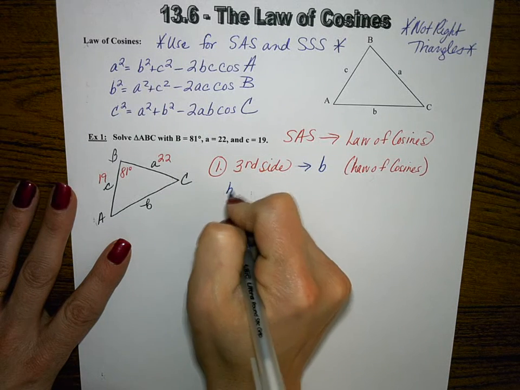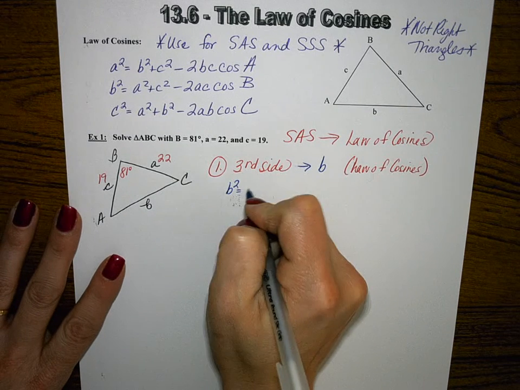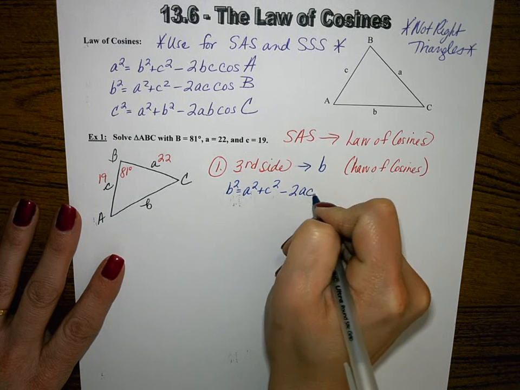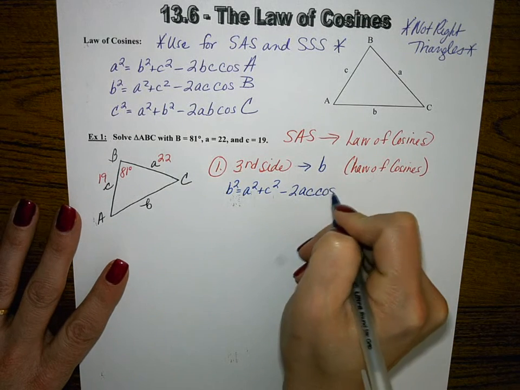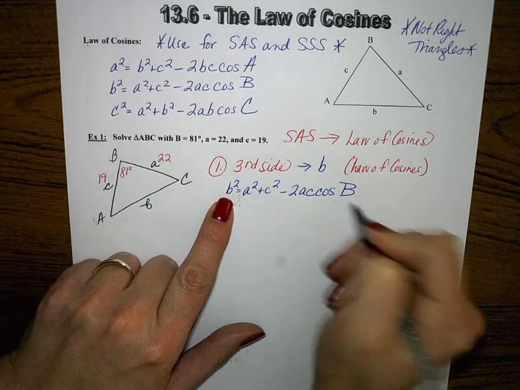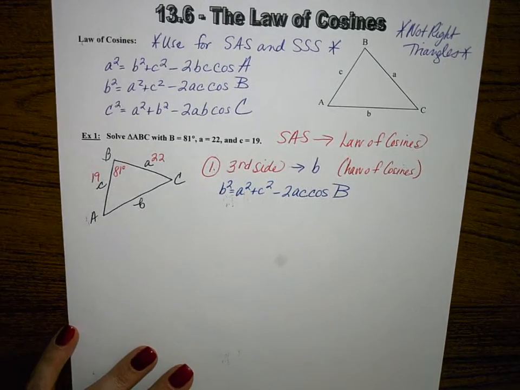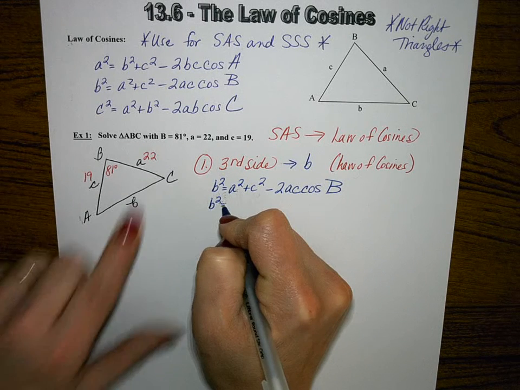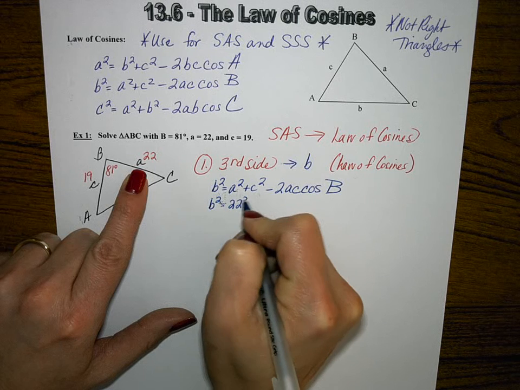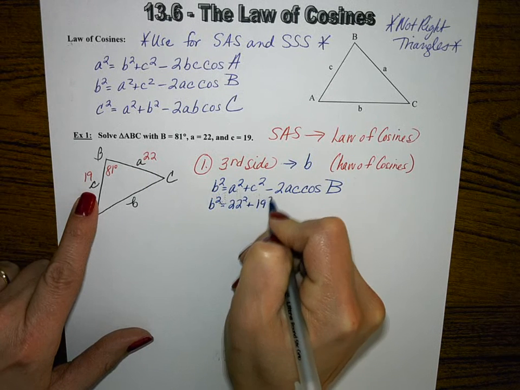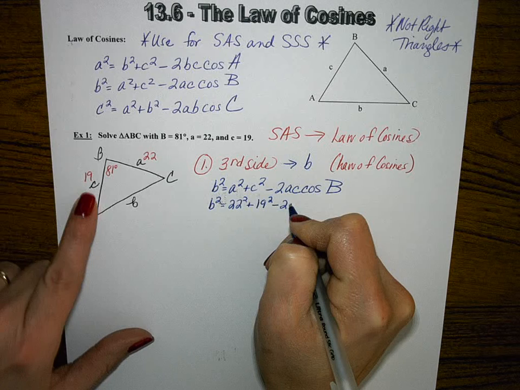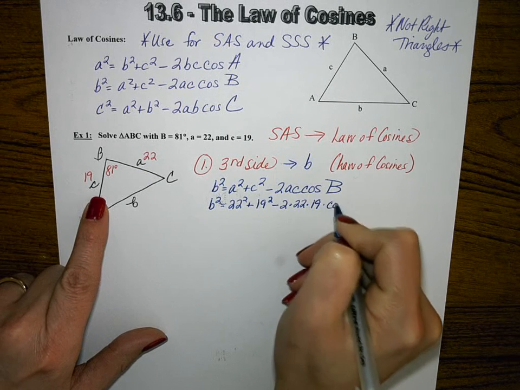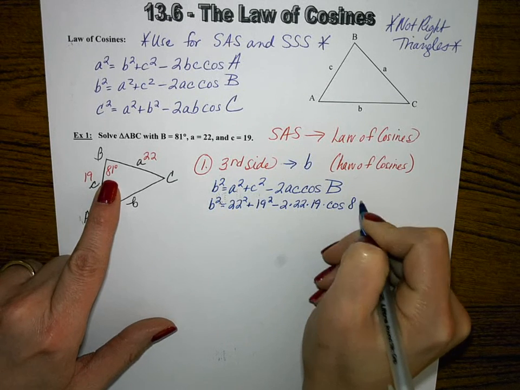So we have little b squared equal to my other two sides squared, so that's going to be a squared plus c squared, subtract 2 multiplied by my other two sides, a times c, times the cosine of the angle that matches the little side on this side, which is the cosine of angle B. Okay, so little b squared, I don't know him, is equal to little a, which is 22 squared, plus little c, which is 19 squared, subtract 2 times little a, which is 22, times little c, which is 19, times the cosine of my angle B, which is 81.